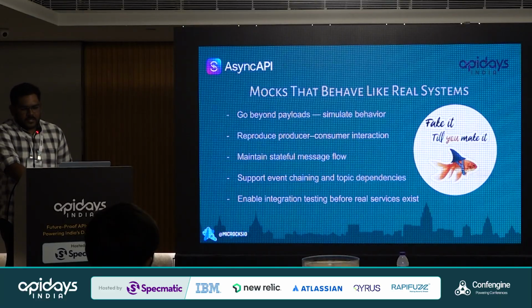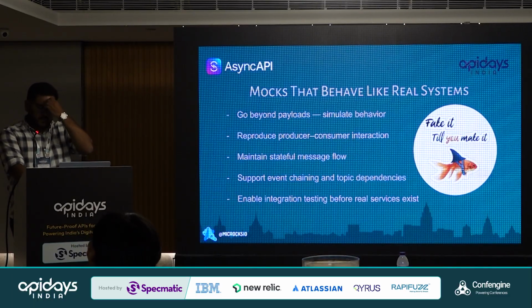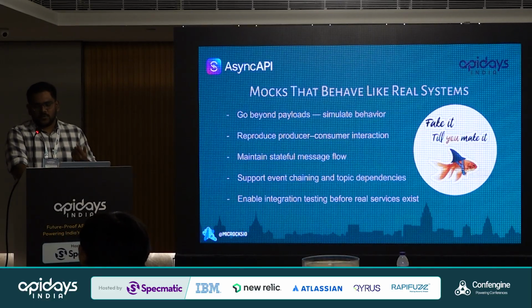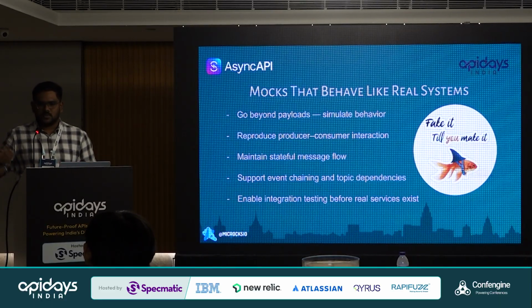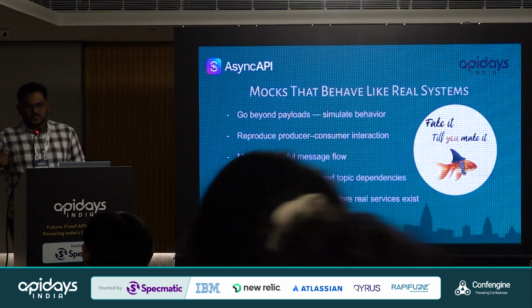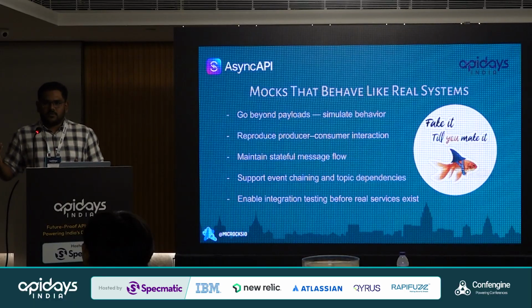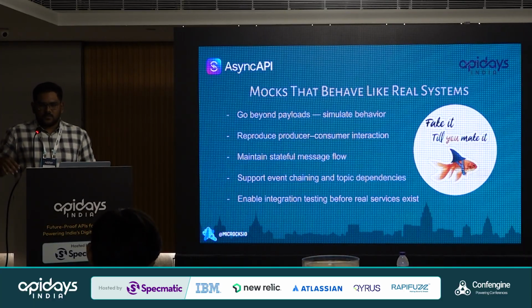Now we have to mock these async APIs, which simulates the actual timing. We have to go beyond the payloads. We should simulate the behaviors, like what is the actual behavior of the particular event. And then we have to model producer and consumer interaction. Once an event is produced, it has to be consumed by a consumer, and then certain things happen. And then we maintain the state of the message flow and all that.